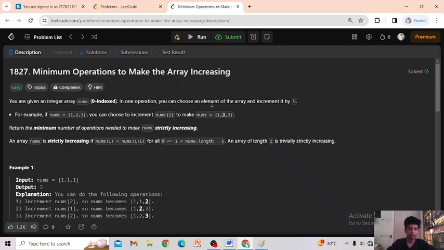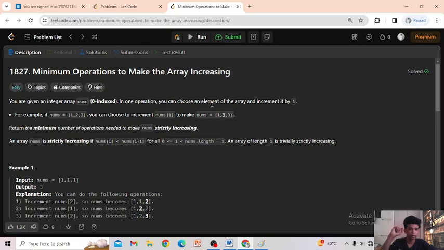In this video, we are going to solve Leetcode question number 1827, Minimum operations to make the array increasing. You are given an integer array nums, 0 indexed. In one operation, you can choose an element of the array and increment it by 1. Okay, we can choose any element and we can increment by 1, and it is one operation.